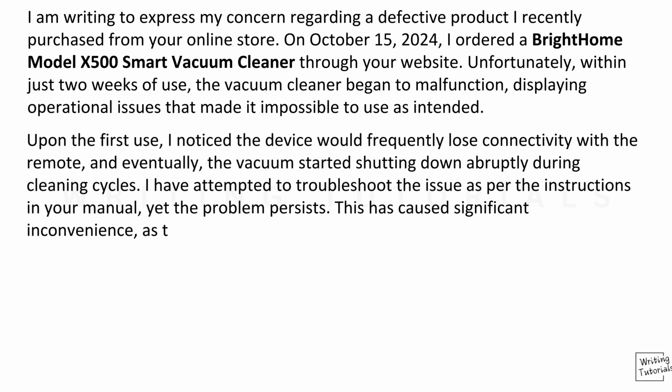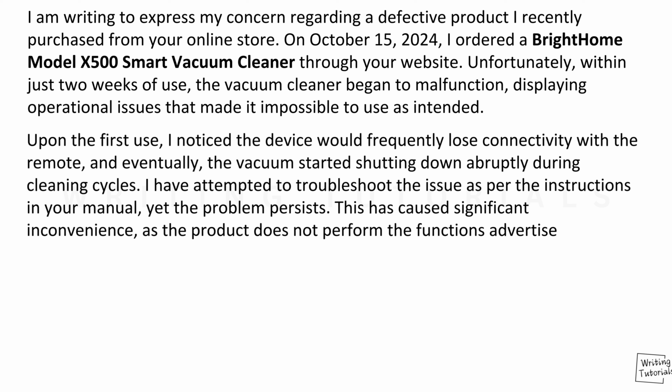She finishes this section by saying, I have attempted to troubleshoot the issue as per the instructions in your manual, yet the problem persists. This line shows that Jennifer took steps to fix the problem on her own, which can be important. If you've already tried troubleshooting or reaching out in another way, mentioning it can show that you've made an effort and really do need their assistance to solve the issue.